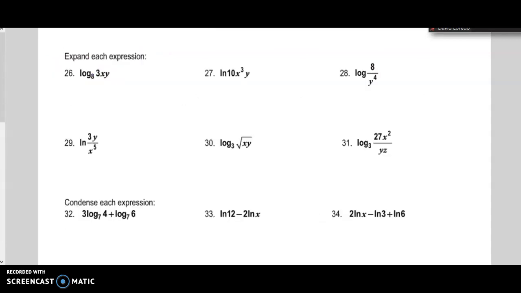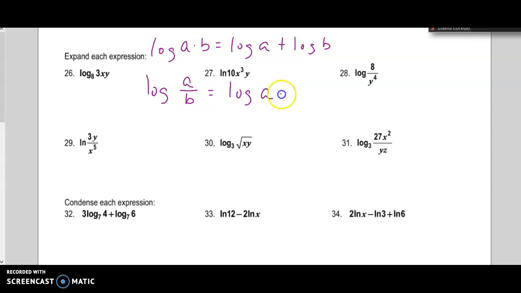Expand each expression. All right, properties of logs. Let's throw those out there. So log of a product is equal to the sum of the logs. Log of a quotient is equal to the difference of the logs. And one more property. If there is an exponent up top, you can bring it down. So n times log of a.